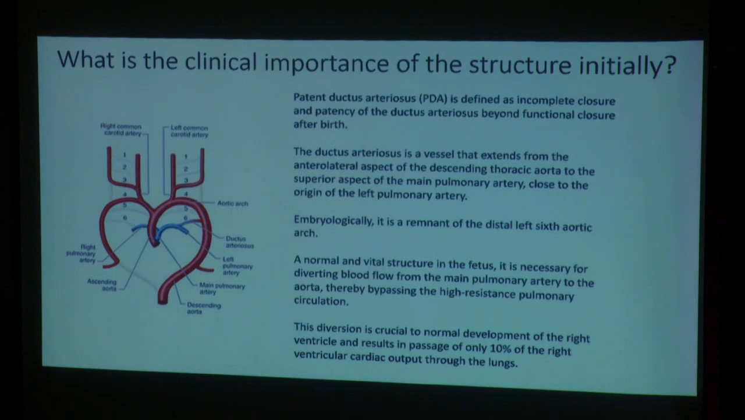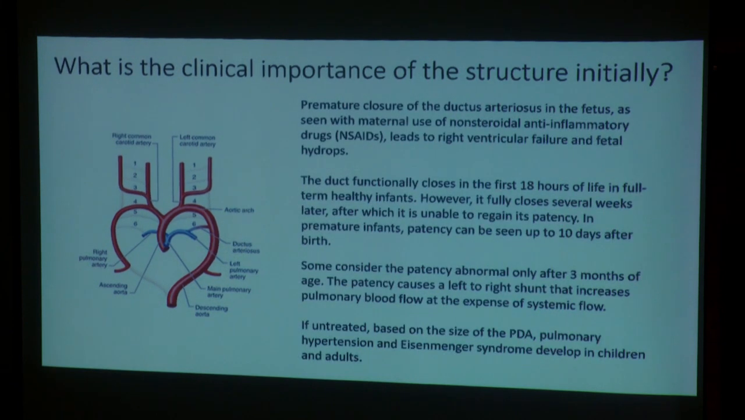What conditions can cause early closure of PDA? Premature closure of the ductus can occur with maternal use of NSAIDs. The duct usually closes functionally within the first 18 hours, and fully closes several weeks later. In premature infants, patency can be seen up to 10 days after birth. Some consider patency abnormal only after 3 months of age. Beyond that, the PDA is not going to close, and it can cause pulmonary hypertension and Eisenmenger syndrome.